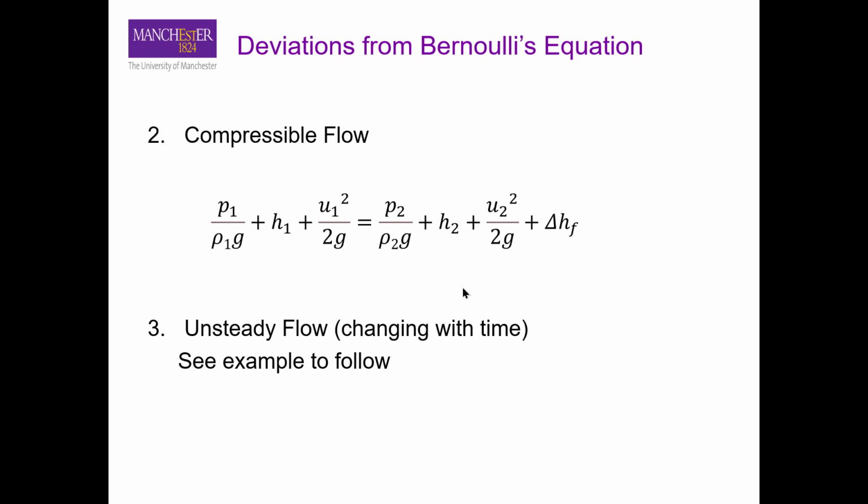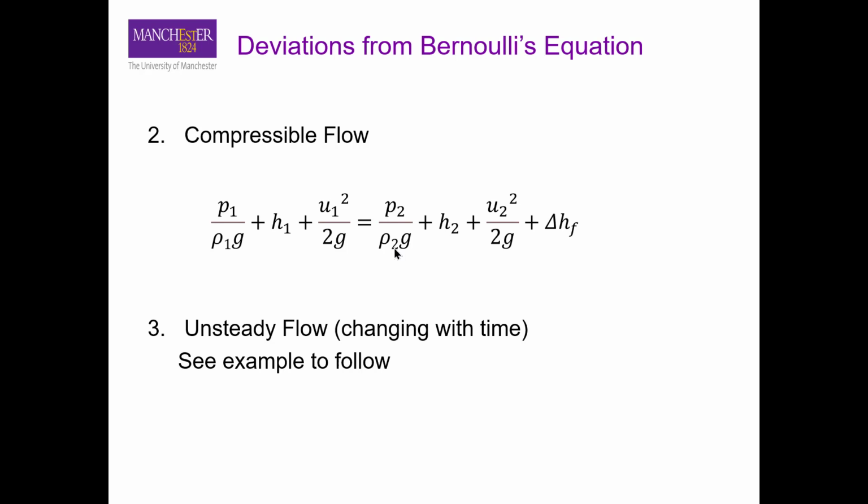And then you have the second deviation. You can have, for example, a compressible fluid. It means that the density is no longer constant between point 1 and point 2. So you have rho 1 at point 1. And when the fluid is moving from point 1 to point 2, it is being compressed, or it is changing its density. And then you have to use the density at point 2, that is rho 2.